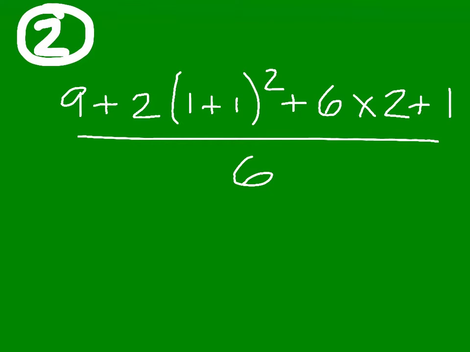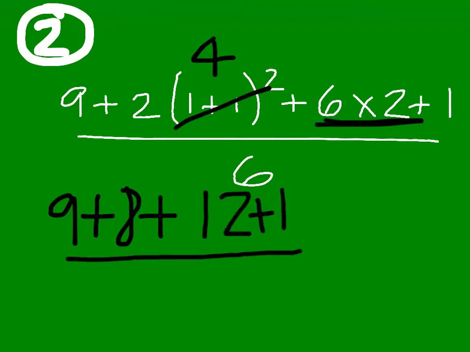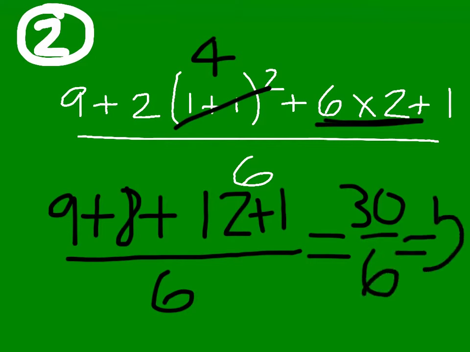For this one, 1 plus 1 is 2, and 2 squared will be 4. So we have 9 plus 8 plus, and then we do 6 times 2, which will be 12, plus 1. So that gives us 9 plus 8 is 17, plus 12 will give us 29, plus 1 will give us 30. Yeah, you almost had it. So 30 over 6 will give us 5.